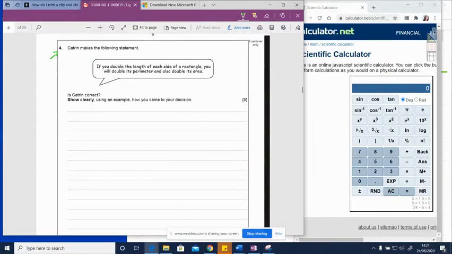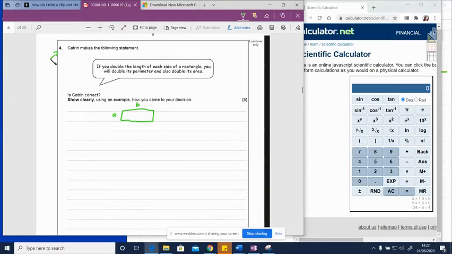Question 4. Katrin makes the following statement. If you double the length of each side of a rectangle, you will double its perimeter and also double its area. Is Katrin correct? You should clearly use an example to show how you came to your decision. Okay, first thing I'm going to do is sketch a rectangle. I'm going to call the length of its side A and the width B.